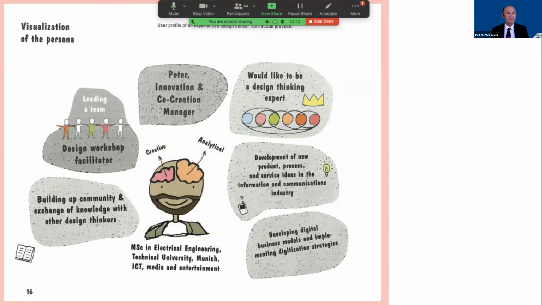What we try to do is build a persona of what pains people are experiencing, where they are, and where they want to go. So this Peter, he wants to become a design thinking expert. Well, this is my first time that I have taught a design thinking course. So I would like to be a design thinking professor. Not just a teacher or a facilitator, but actually be recognized internationally for the unique and awesome way that we're going to be co-creating this course together.